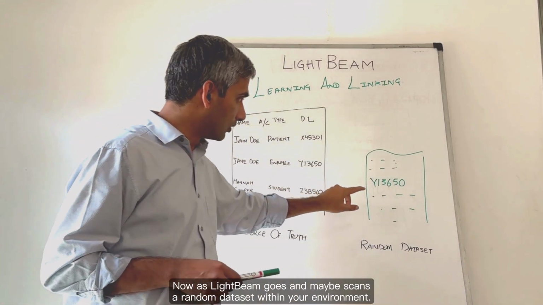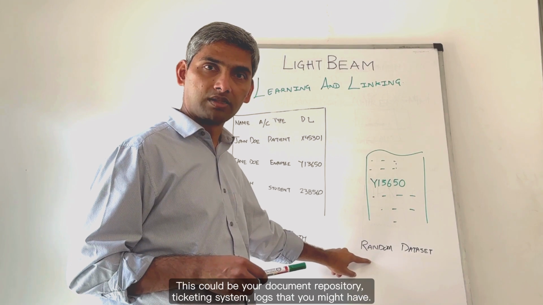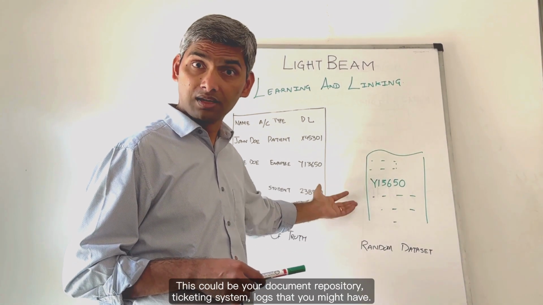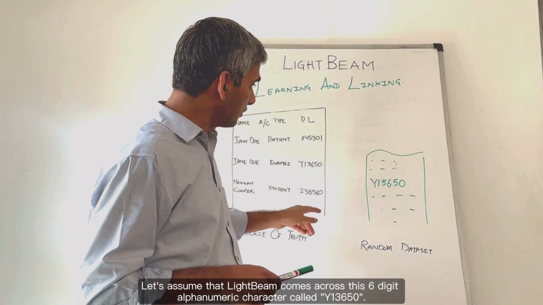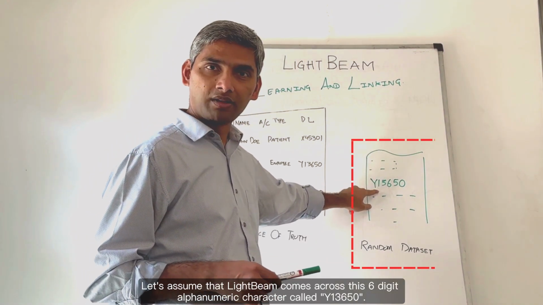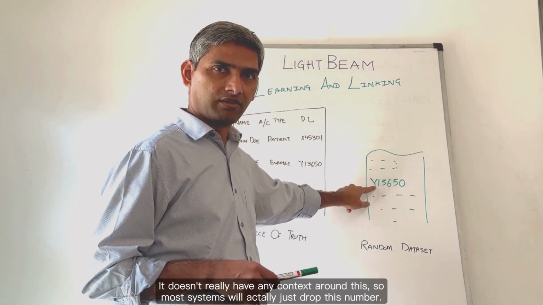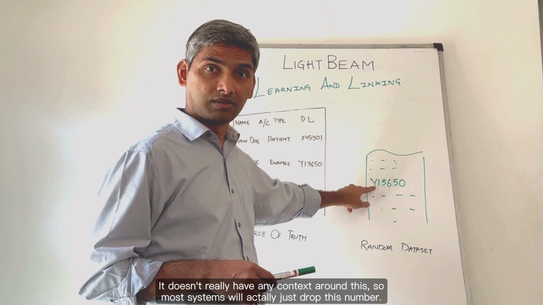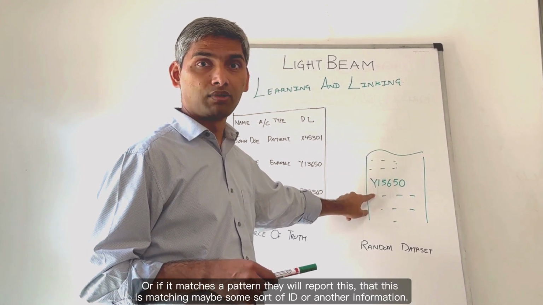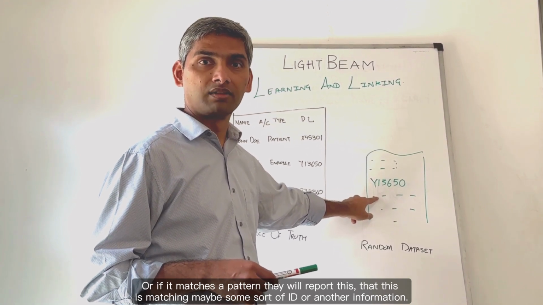Now, as Lightbeam goes and maybe scans a random data set within your environment, this could be your document repository, this could be your ticketing system, this could be your logs that you might have. And let's assume that Lightbeam comes across this 6-digit alphanumeric character called Y13650. It doesn't really have any context around this. So most systems will actually just drop this number. Or if it matches a pattern, they will report that this is matching maybe some sort of ID or some sort of other information.